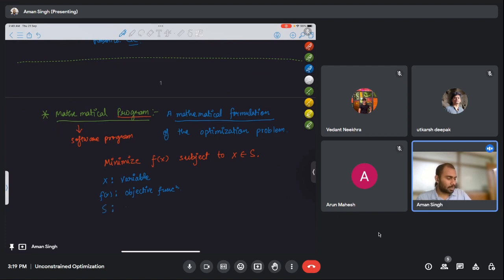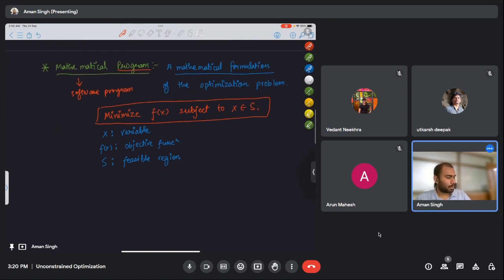And S is called the feasible region. What this means is x takes values. In general in mathematics, your variable x will be some number, some real number or integer, and it takes values from some feasible set. So for example, let's say your parameters in your diet are what kind of food you take. So the feasible region may be the food that is available. So S can be any set through which x takes the values. As soon as you write some optimization problem in this form, it becomes a mathematical program.